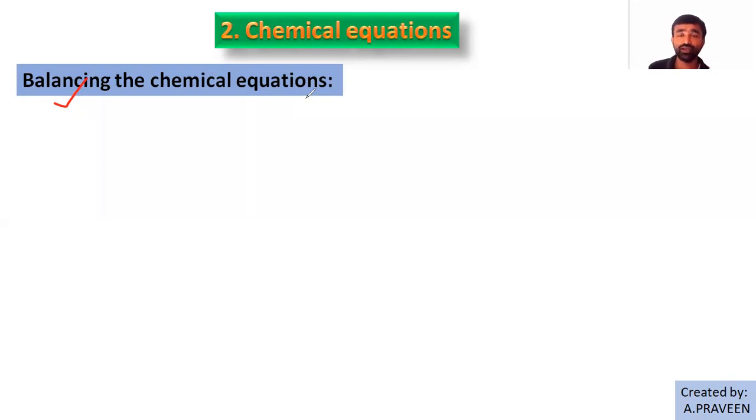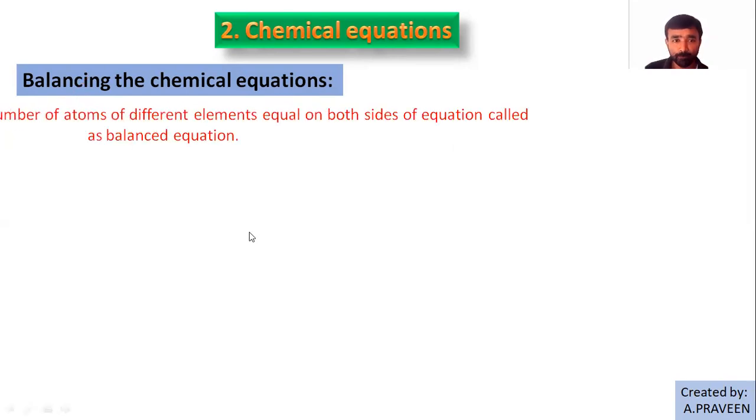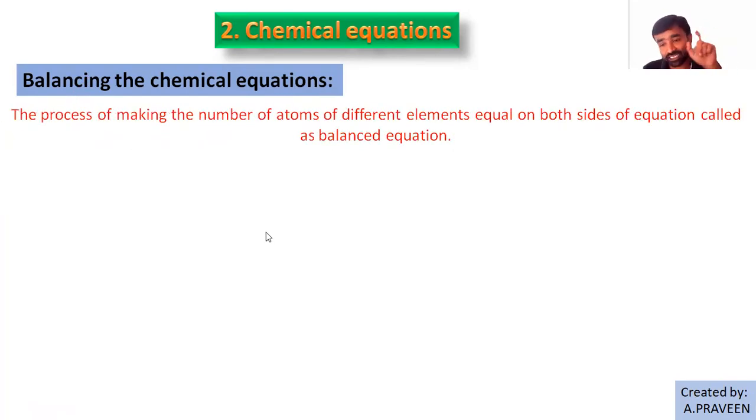No? Okay. So here, to satisfy the law of conservation of mass. What is actually balancing the equation? Making the number of atoms of each element before the change and after the change equal in count. That process we call balancing of a chemical equation. It is the process of making the number of atoms of different elements equal on both sides of the equation. That means the count on the reactant side and product side must be the same according to the law of conservation of mass. If not the same, make it balanced. That process is balancing.